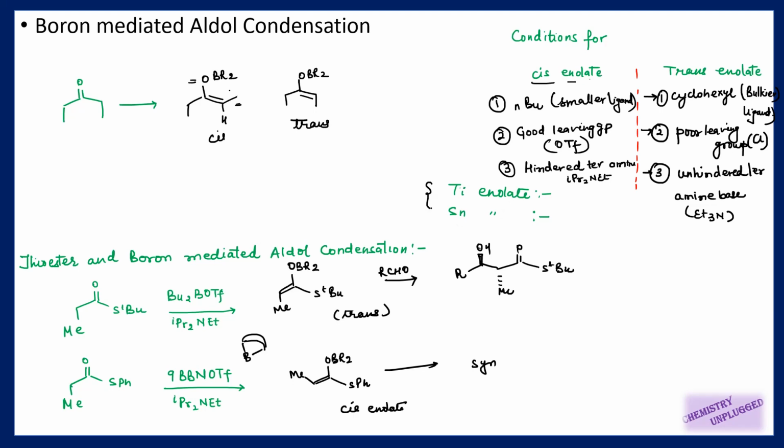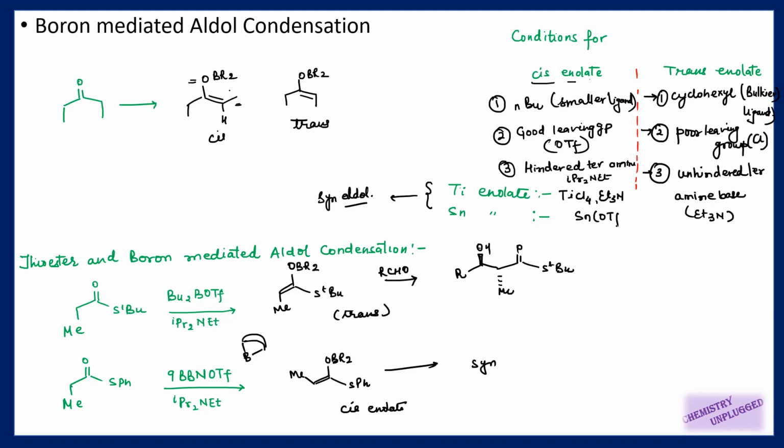Then what about titanium enolate and tin enolate? So these two enolates will preferentially give syn aldol product. So you can remember this thing, that these two will give syn aldol product. And how we can generate titanium enolate? We need TiCl4 and some base like triethylamine.